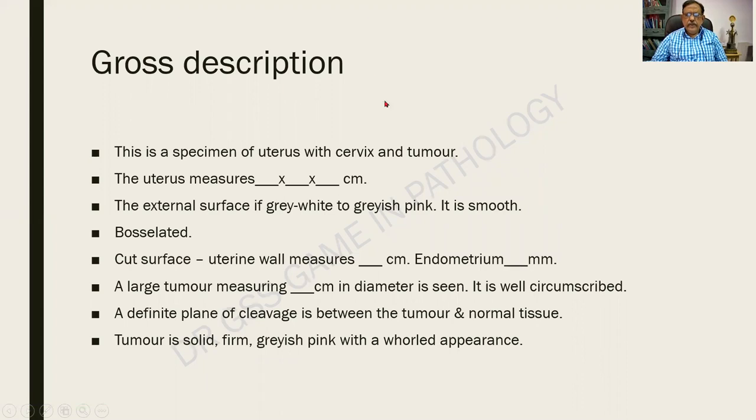This will be a method by which you will describe. I need not read it for you, but mention what specimen it is, what is the size of the tumor, and always mention the external surface, what the color and contour is, and the cut surface, the tumor, how many centimeters it is, and what about the normal endometrium and the myometrium. Whether you are able to see the endometrial cavity and the consistency of the tumor, whether it is solid, firm, etc. This particular description can alter according to the specimen that is kept in your college. We have a mounted specimen that is usual.